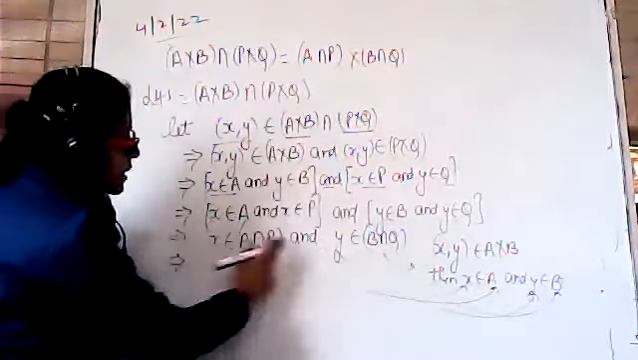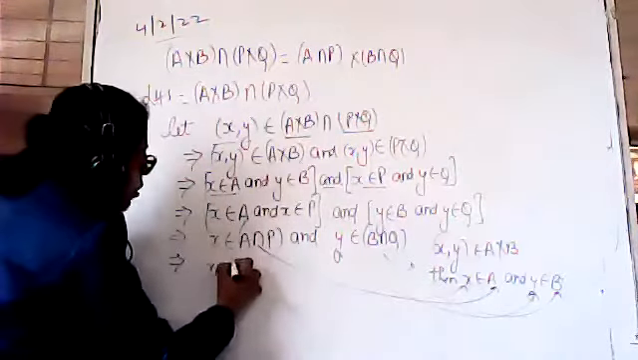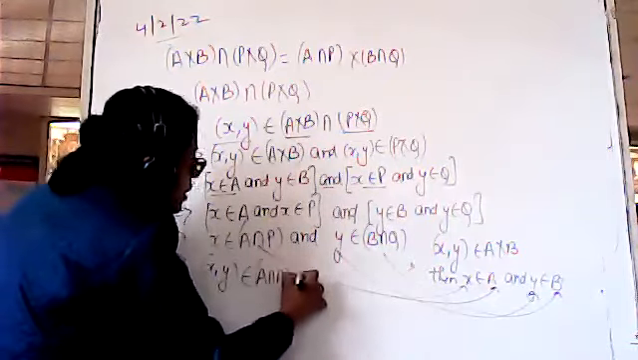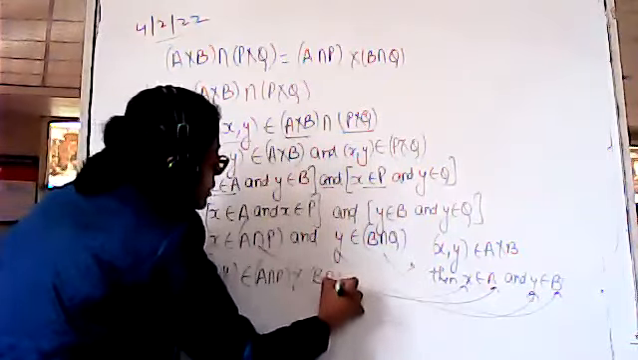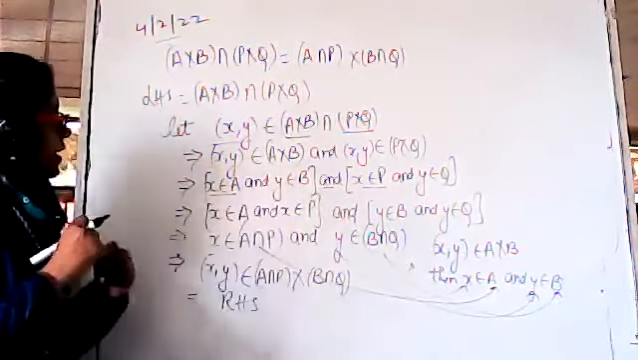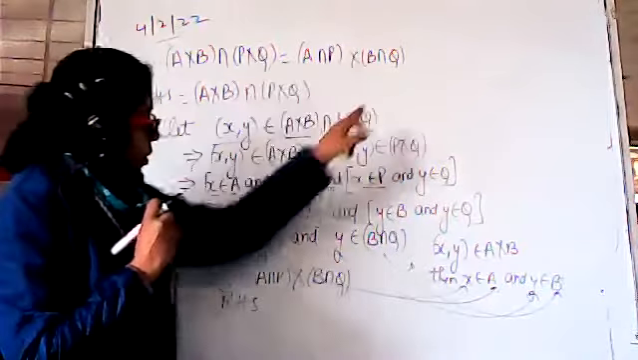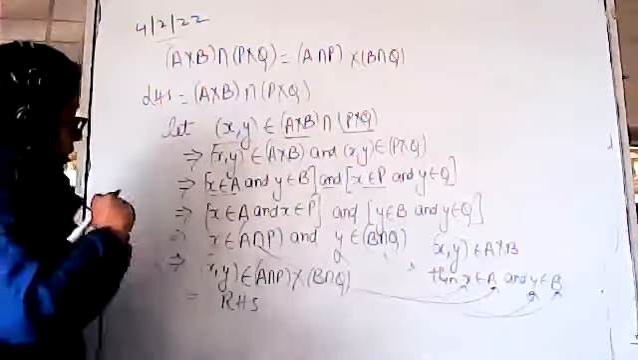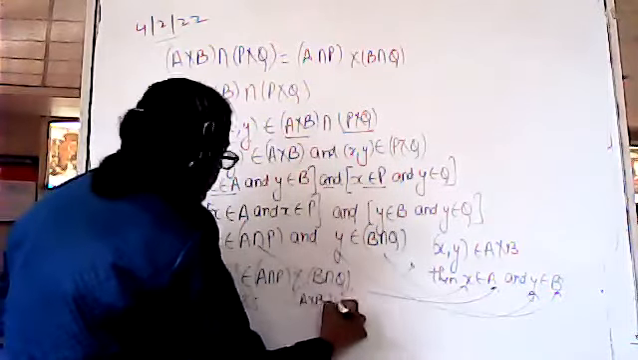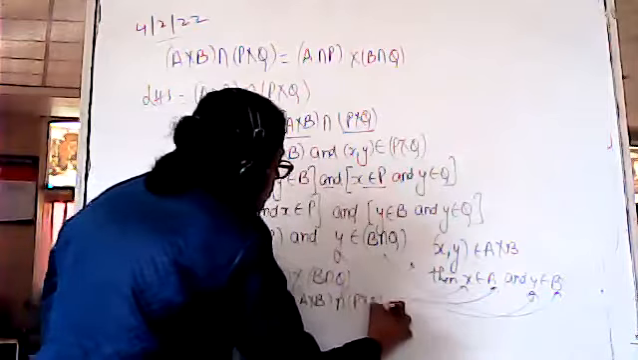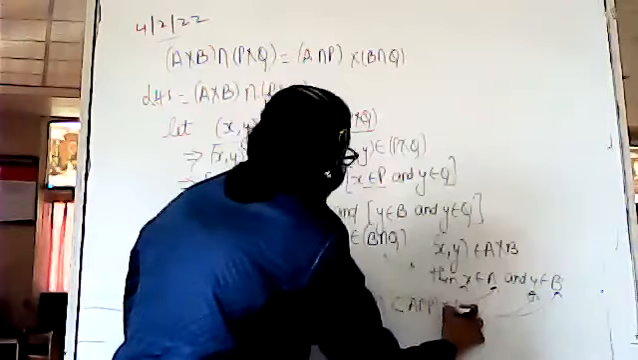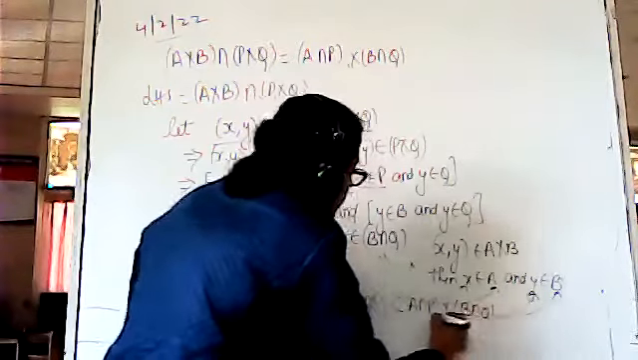So we can write this X and this Y. The ordered pair (X, Y) belongs to this set, that is (A intersection P) cross (B intersection Q), which is the right-hand side. So we have (A cross B) intersection (P cross Q) is a subset of (A intersection P) cross (B intersection Q).